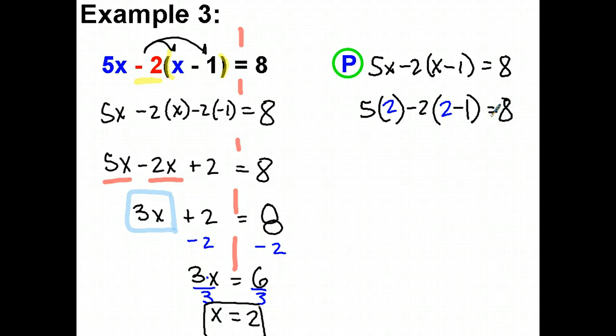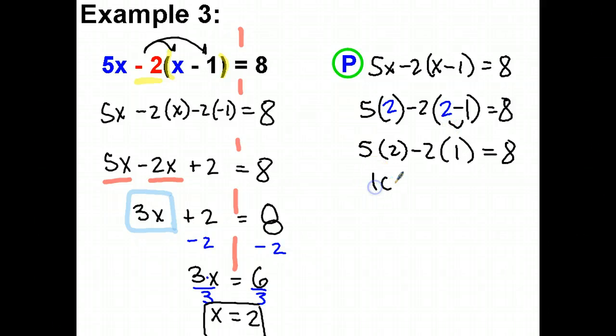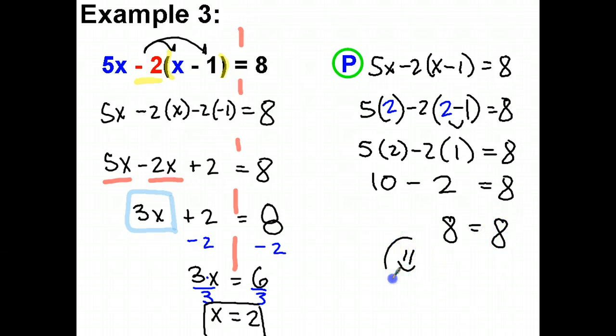So now we go through the order of operations. And first I would do my parentheses. So we'll say 5 times 2 minus 2 times 1, because 2 take away 1 would be 1. And then multiplication from left to right, 5 times 2 would be 10, minus 2 times 1 would be 2, equals 8. And 10 take away 2 equals 8 equals 8.